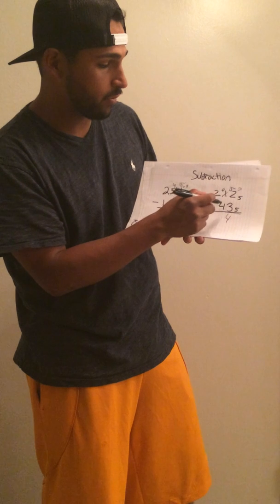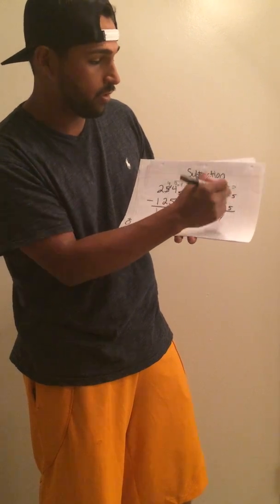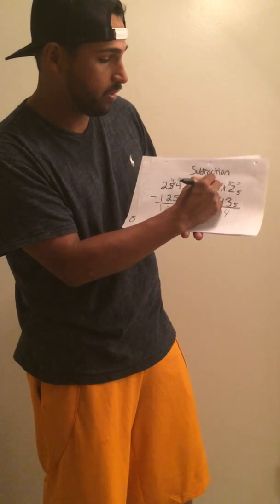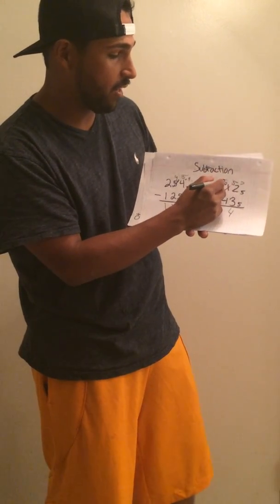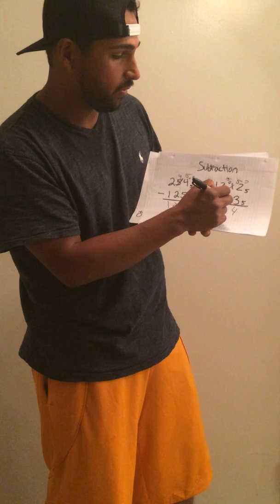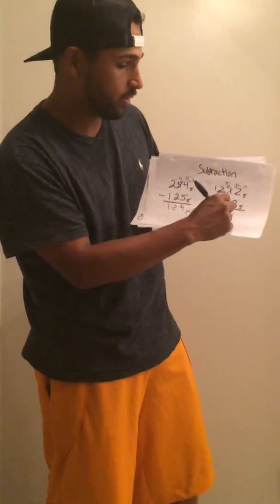Now we go to the next one. You cannot do 0 minus 4, so you come to the 2 and take away the 2, which is 1, and you bring over 5. So we have a total of 5 minus 4. 5 minus 4 is 1.